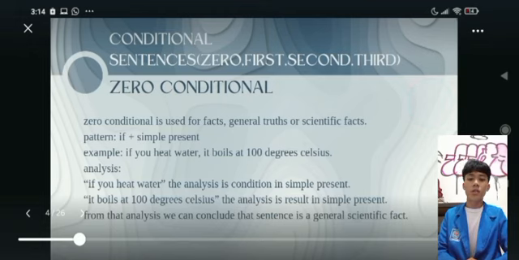The first conditional sentence is zero conditional. Zero conditional is used for facts, general truths, or scientific facts. The pattern is if plus simple present. The example is: if you heat water, it boils at 100 degrees Celsius. The analysis is: if you heat water, it means the condition is in simple present, and it boils at 100 degrees Celsius means the result is in simple present. From that analysis, we can conclude that the sentence is a general scientific fact.